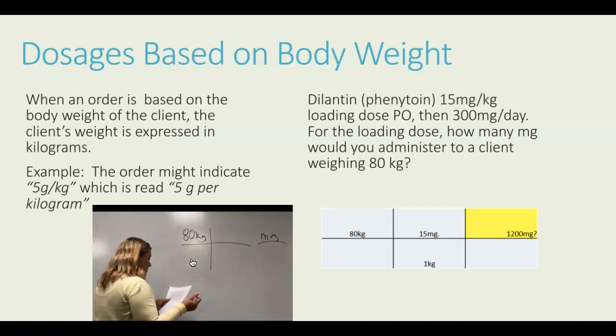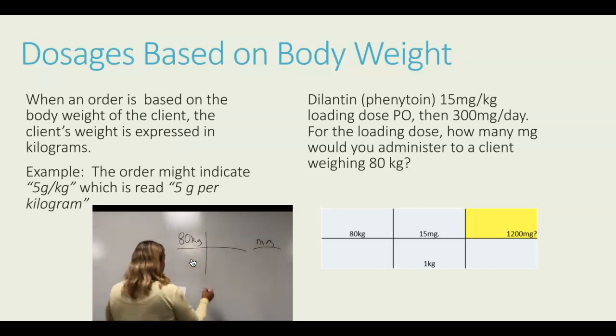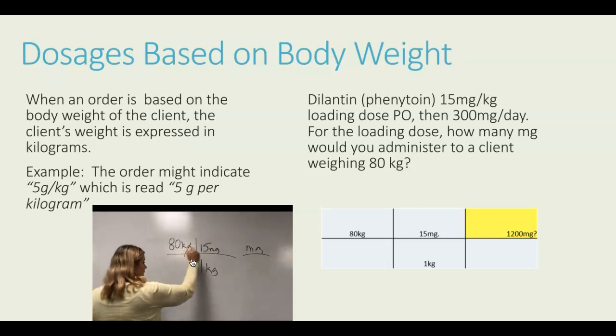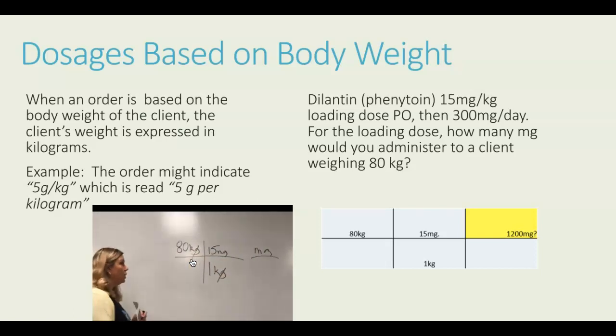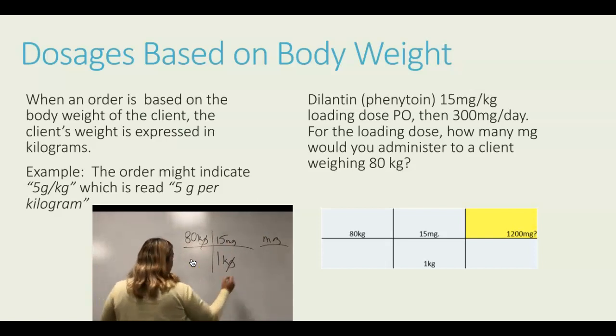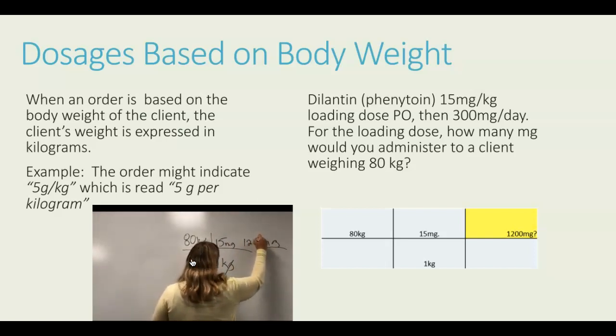And the order is for 15 milligrams per kilo. So 1 kilogram, 15 milligrams, okay? So do my kilos cancel out? They absolutely do. Am I left with milligrams by themselves? Yes, I am. So I know I set that up correctly. 80 times 15 divided by 1, and your answer would be 1,200, okay?